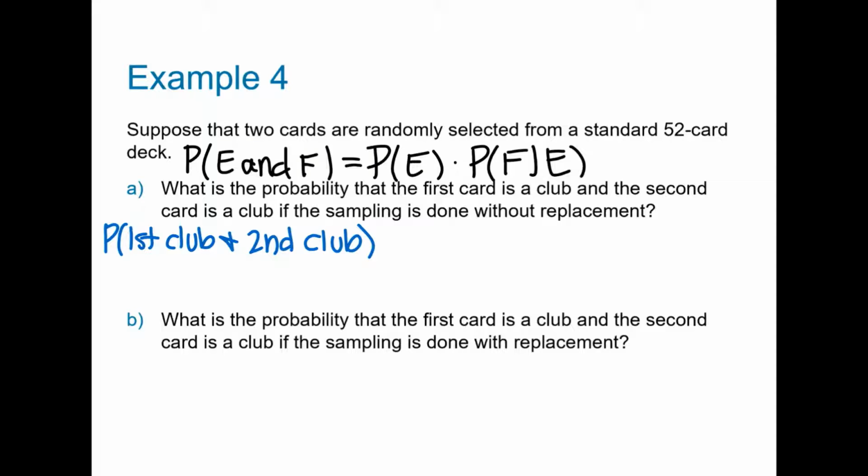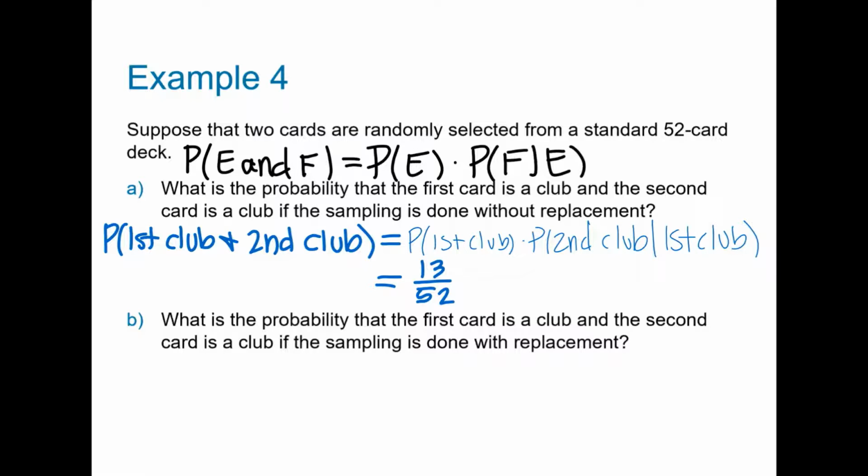The given condition will be that the first one is a club. So that will be event E. And we will have the following. So now let's find the probability that the first card is a club. We have 13 clubs in a 52 card deck, so the probability that the first card drawn is a club is 13 out of 52.